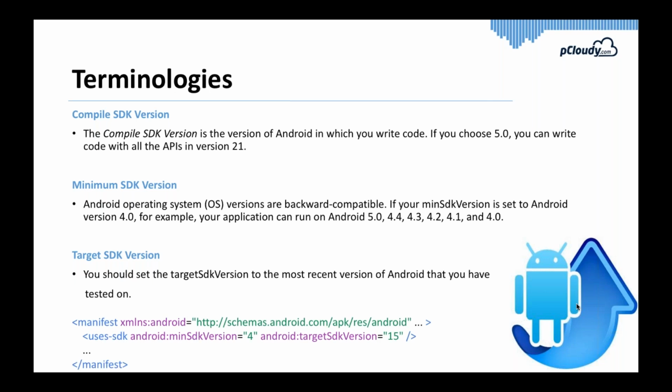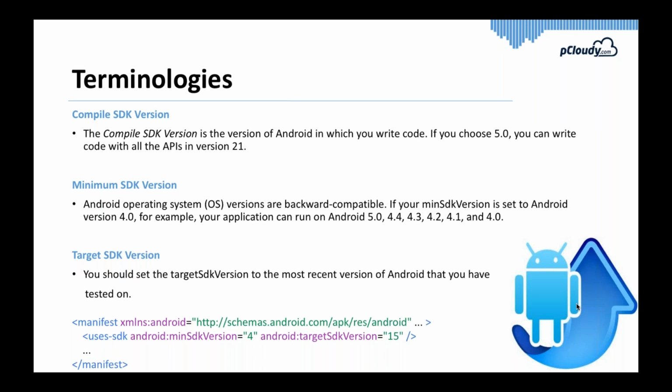And this is how it's mentioned in the manifest file. The last line is cut here, so you can see the min SDK version is mentioned as 4 and the target SDK version is 15. So this will decide on which versions the app can be installed, and what is the highest version on which the app has been tested.